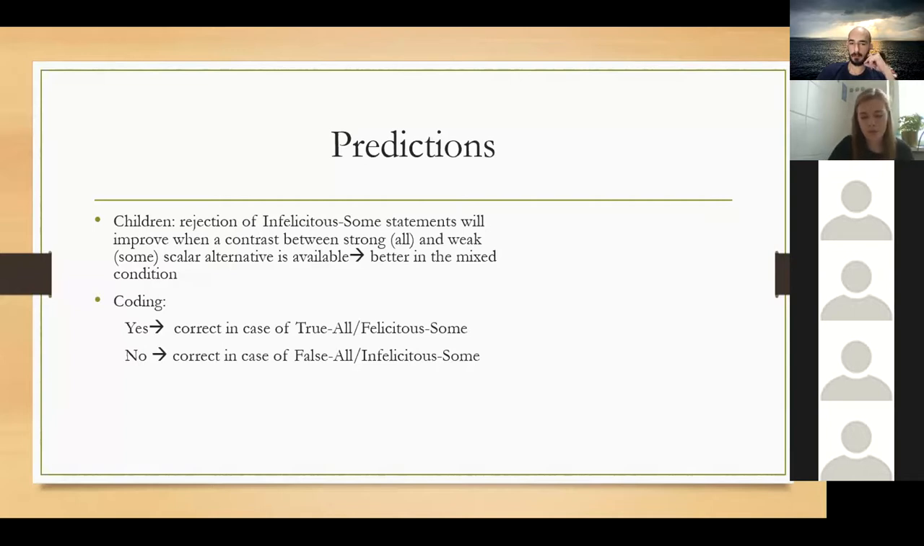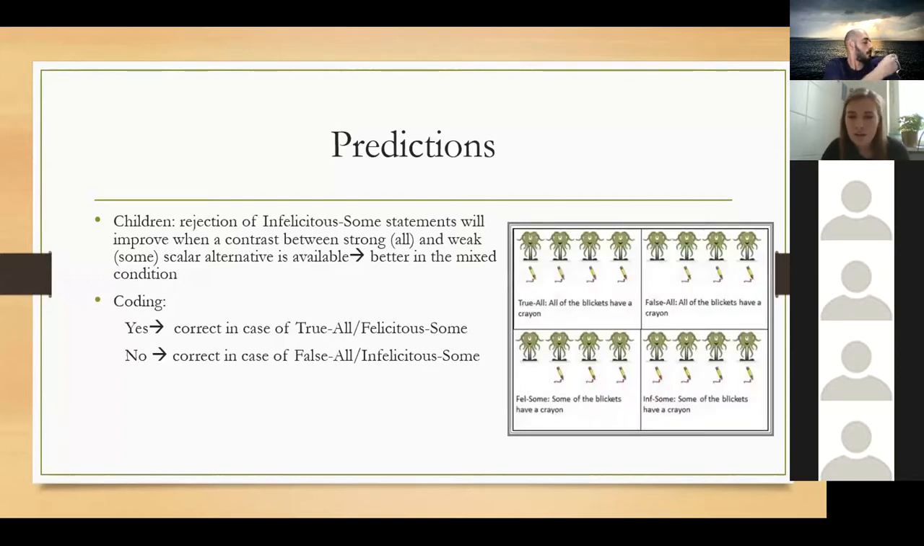So let's move on with the coding. The participants had to answer yes or no to the puppet statement, and yes was coded as the correct answer in case of the true all and of the felicitous sum trial. So here you can see them again. And no was coded as the correct answer in case of the false all and the infelicitous sum trial.